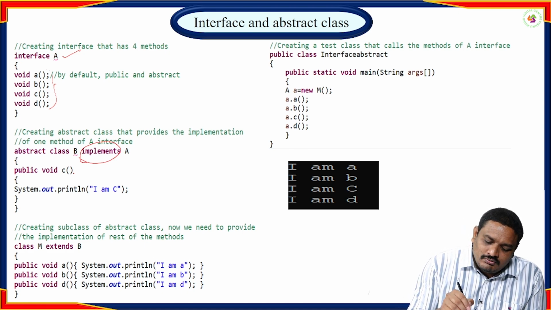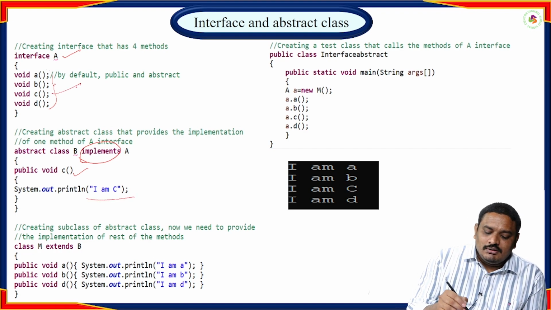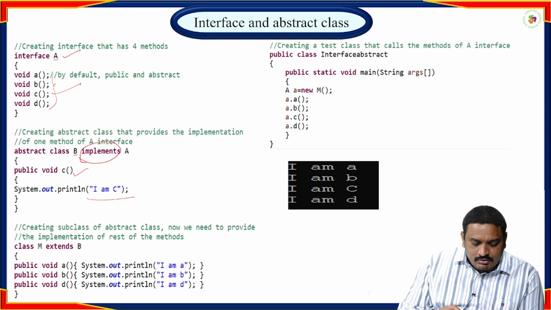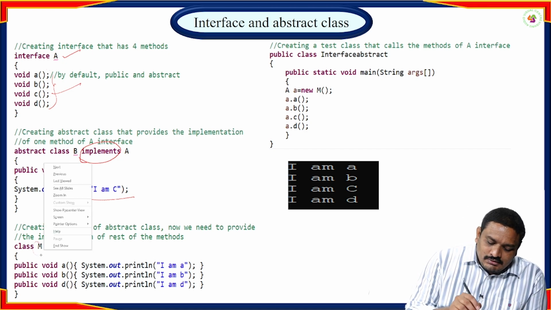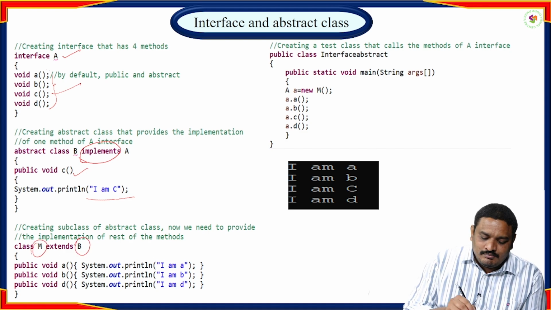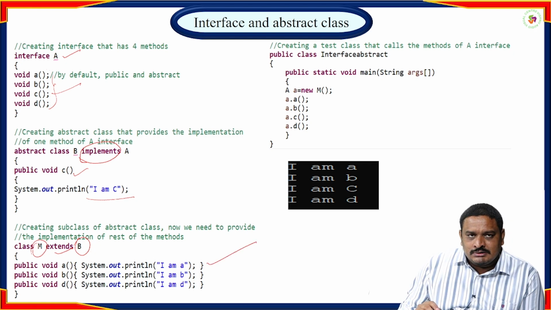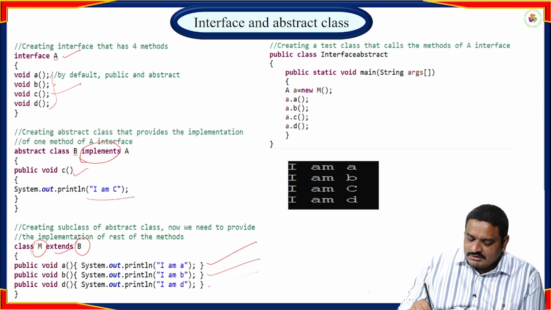Now this is also one method. See, the method is there and the implementation is there. This one is the structure, this one is the implementation. Now another class M extends the B class by using the extends keyword. This is the structure A implementation, this is the structure B implementation, this is the structure C implementation.